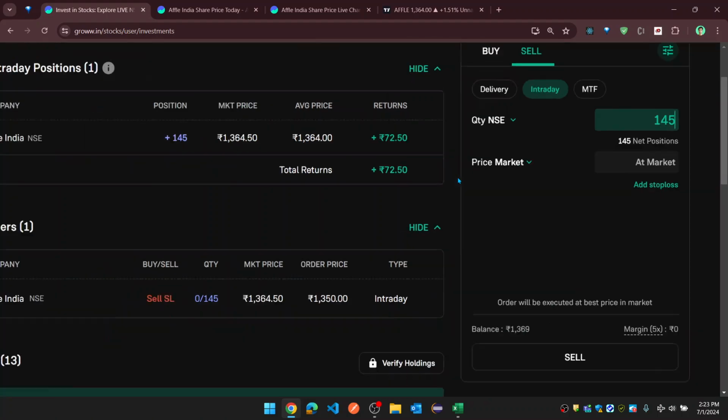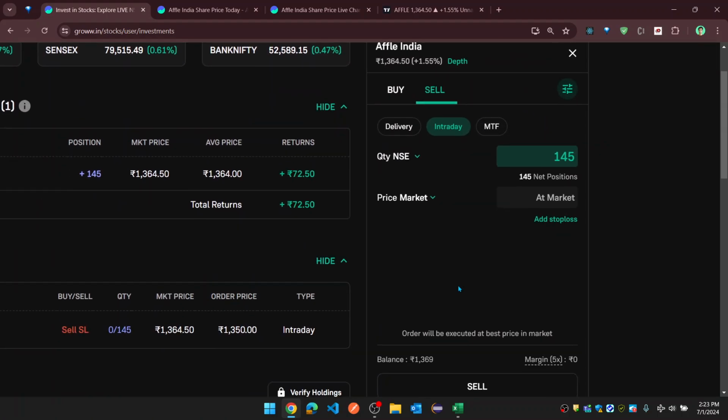When you click on exit, you will see that you are again greeted with the sell section. Sell, that too in the intraday section. Now you have 145 shares. Also you can manipulate it. If you want to sell, let's say, only 15 shares, you can do that.